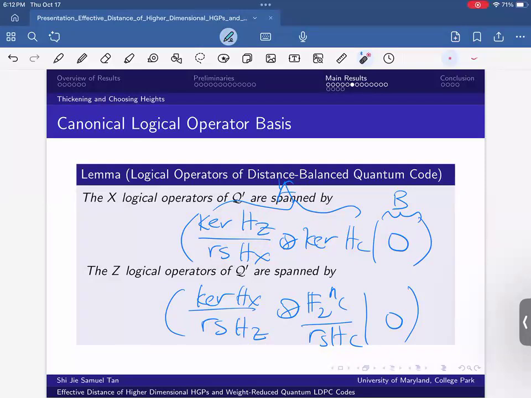Similarly, the Z logical operators, okay, maybe it's not so similar, but the Z logical operators will have to look like the Z logical operator of the original quantum code. But then this one is a bit harder to explain; it just lies in the complementary space of the row space of the classical parity check matrix. So there is some pretty nice geometric intuition.